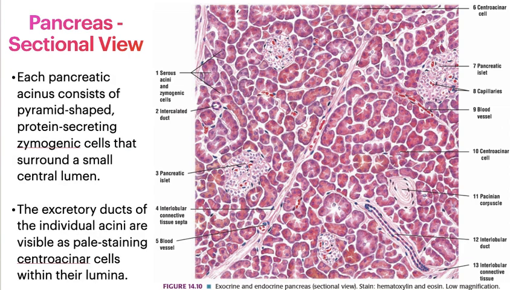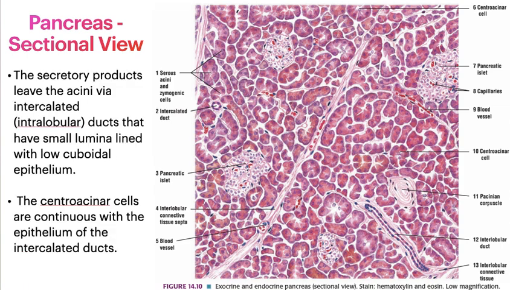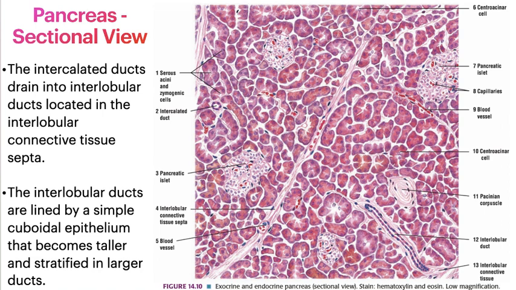So you could see in the previous picture the pancreatic acinus containing pyramidal shaped protein-secreting zymogenic cells surrounding a small central lumen, and you saw the pale staining centroacinar cells within the lumen itself. Now the intercalated ducts drain into the interlobular duct. Here you can see the pale staining centroacinar cells in the center. This is a Pacinian corpuscle.